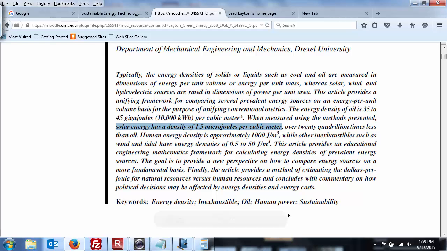So now the big numbers really come out. Sunlight is 20 quadrillion times less energy dense than oil. And that's why you have to wait around a long time to charge your battery with your little solar panel. So that was the big picture.